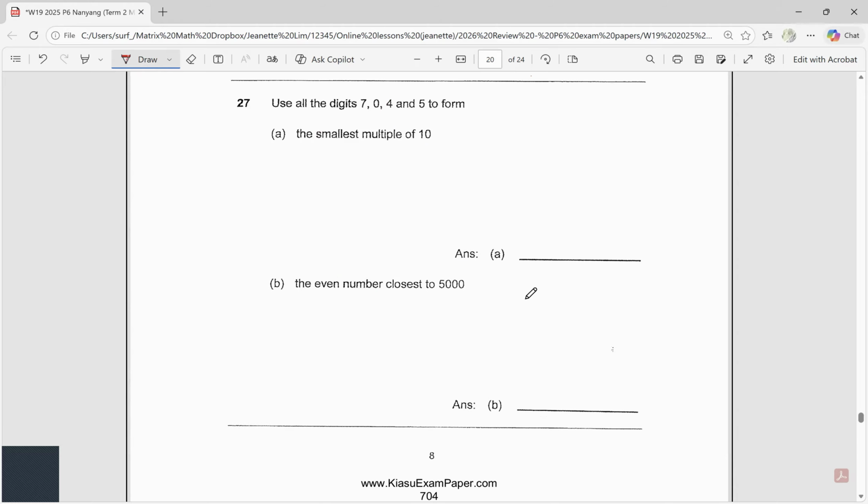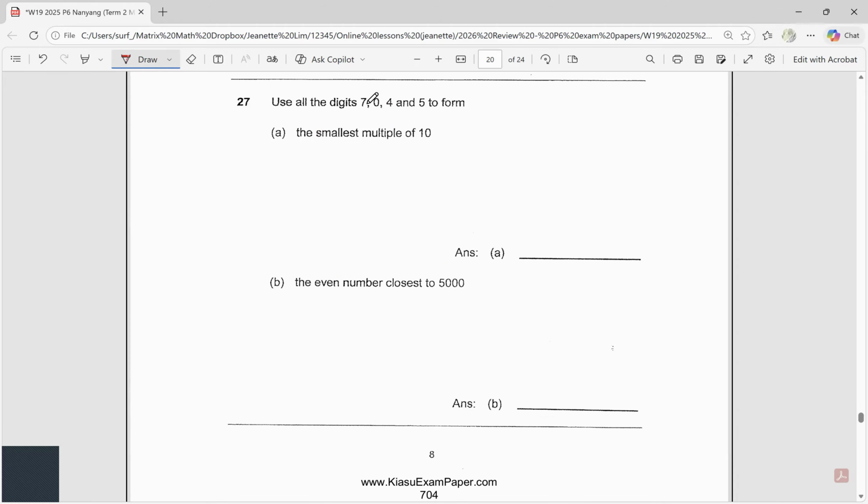Next, question 27. Use all the digits 7, 0, 4, and 5 to form the smallest multiple of 10. Now, multiple of 10, we know that it always ends with 0. So your last number definitely has to be 0. Then the rest, you just arrange it such that it's the smallest possible number. So starting with the smallest, 4, and then 5, and 7.